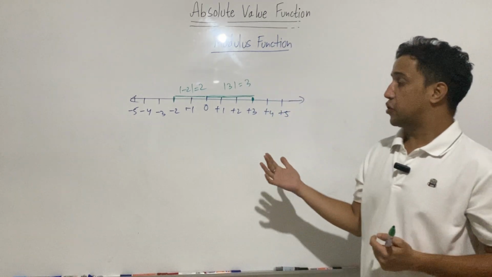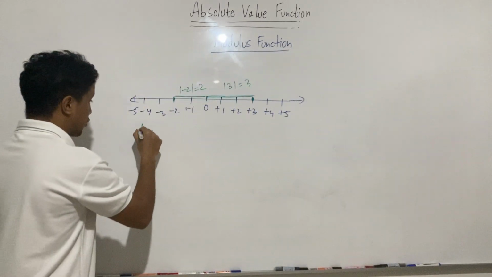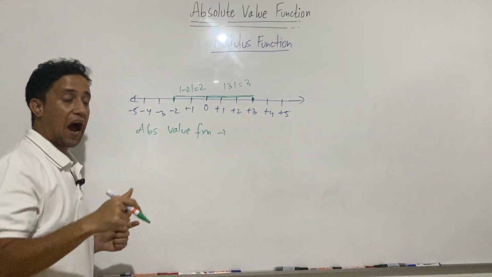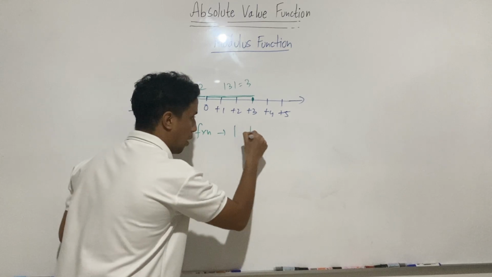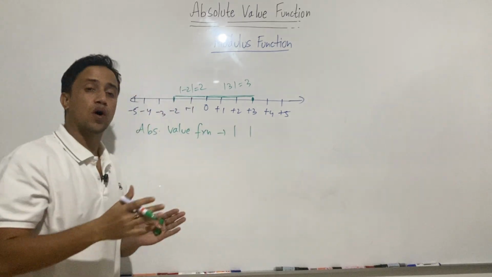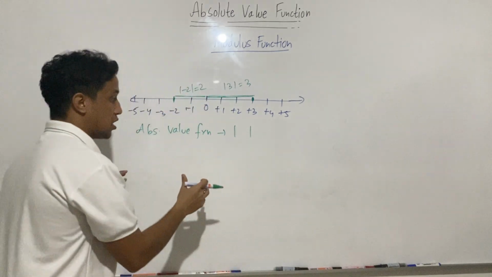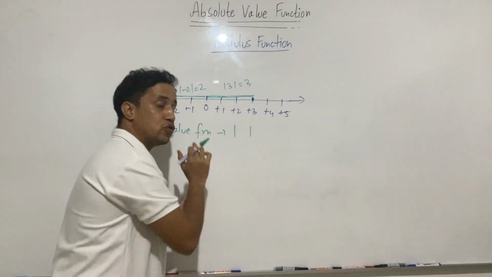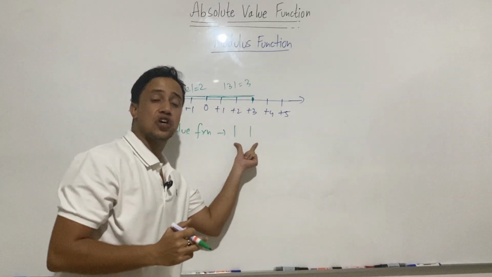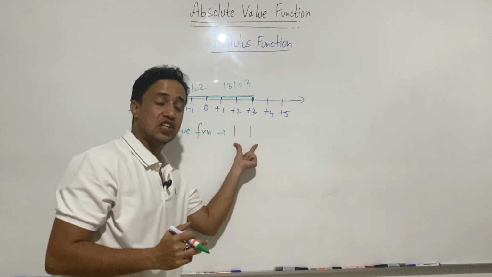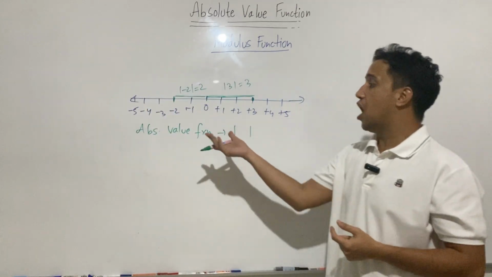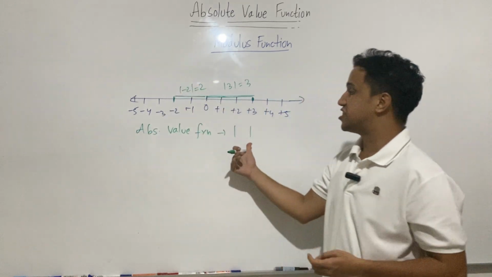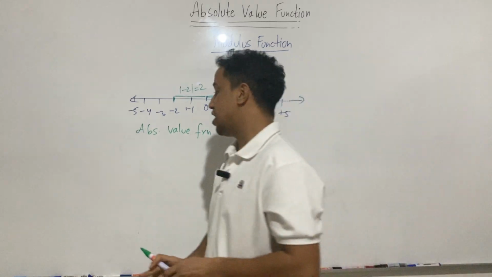The absolute value function is represented by vertical bars. Sometimes we call them vertical pipes or parallel pipes. People call it the symbol of the absolute value function, and they call it vertical bars. You can call it vertical bars, the meaning is the same.